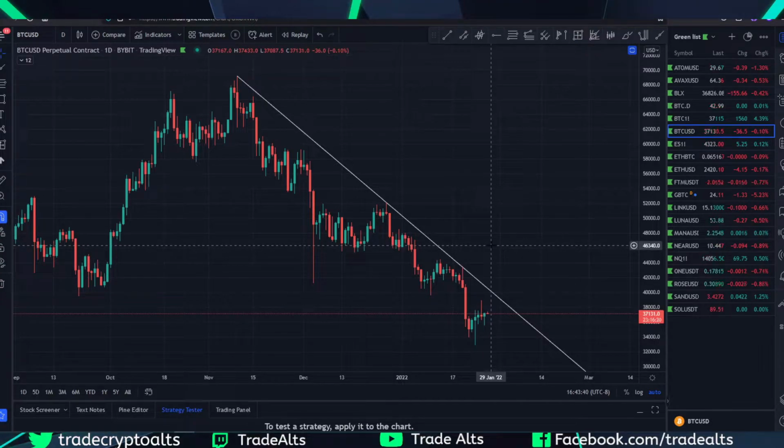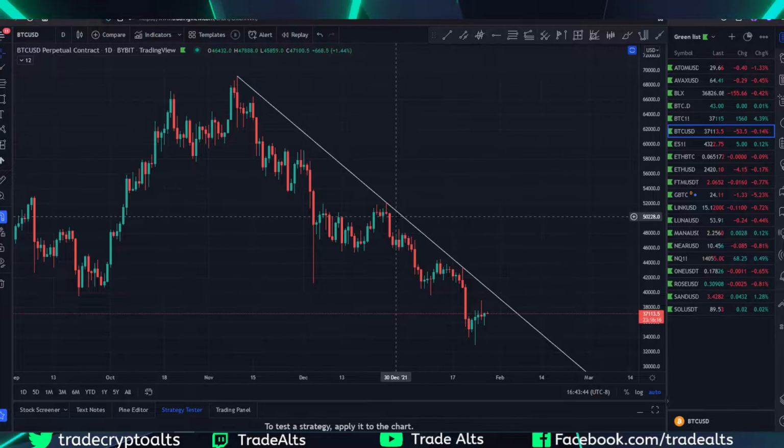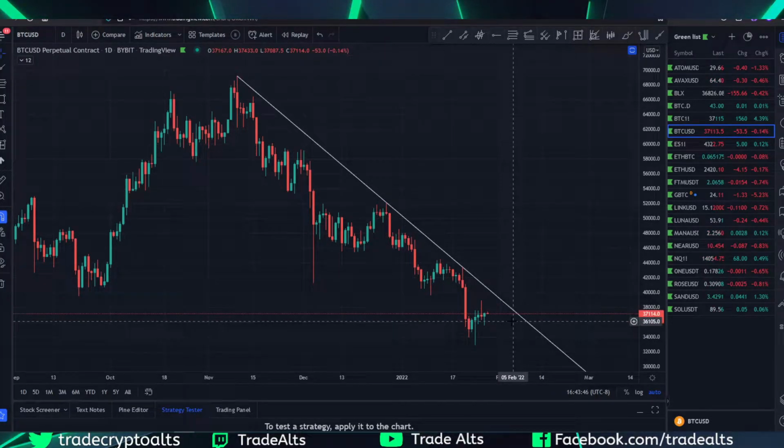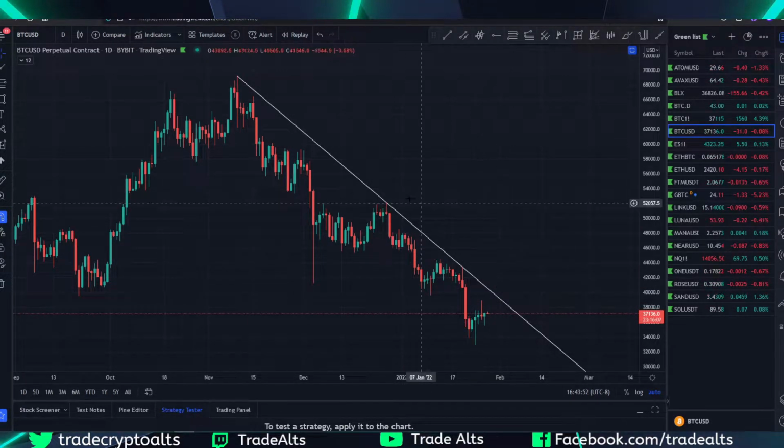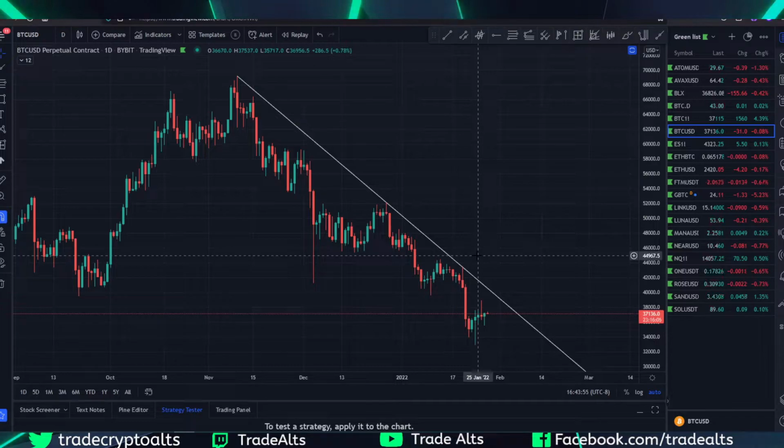So if you're the type of trader who prefers to wait for 3 touches and then it's a confirmed trend line, that's totally fine. I don't have any disagreement with that. I don't think that you needed to do that in this case, but again, I don't have any disagreement with that.